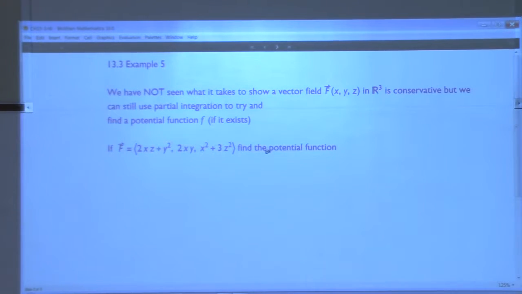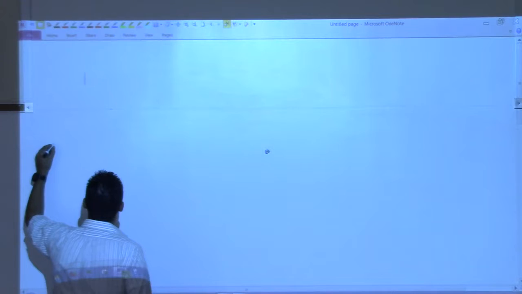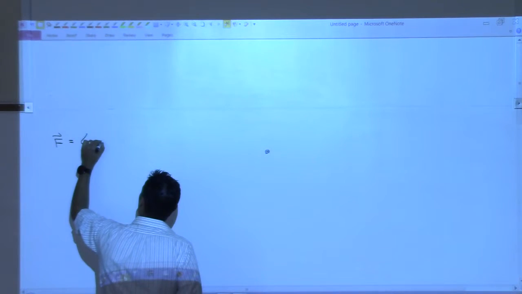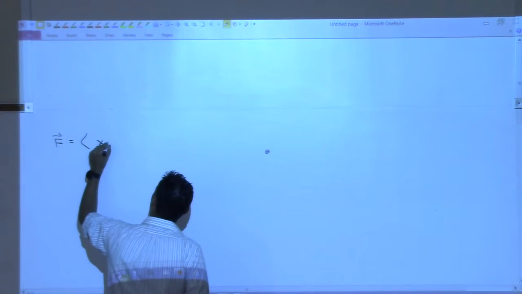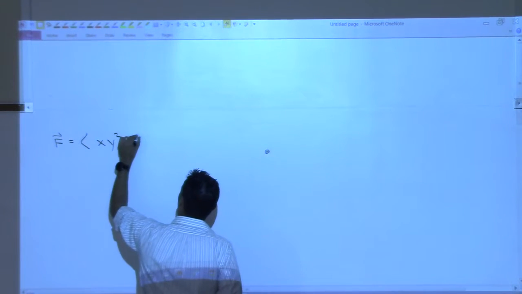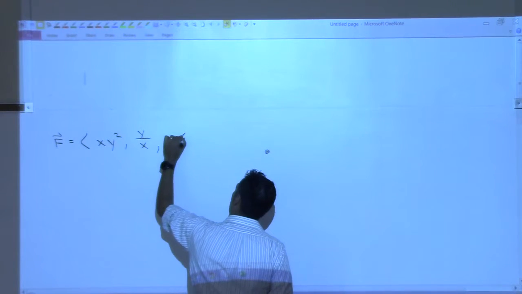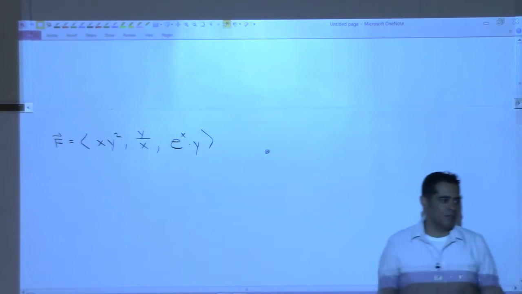I'm wondering, do y'all feel like making up a vector field, hoping it's not conservative, and seeing what happens? Like why our partial integration will fail? Let's try and make one up. It's not hard to make a non-conservative vector field. So let's go with this one. How about xy squared, y over x, and then e to the x times y. I'm pretty sure this is not conservative.